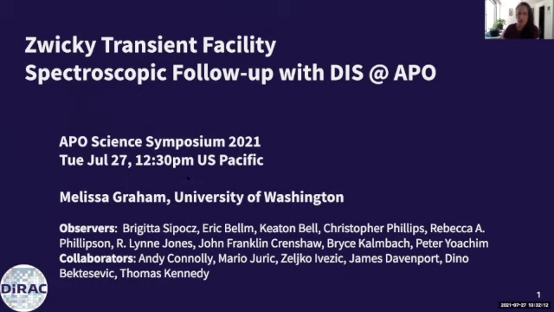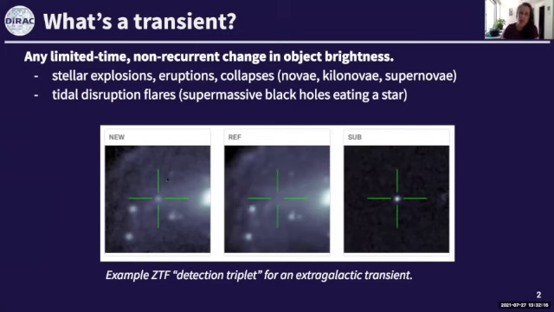So I want to start, even though we just had a talk about supernovae, with what a transient is, because I know that not everyone knows the lingo. A transient is just any limited-time, non-recurrent change in an object's brightness. The class of transients includes stellar explosions, eruptions, and collapses. So things like novae, kilonovae, and supernovae, and also things like tidal disruption flares, when supermassive black holes basically eat a star and the emission that comes from that.